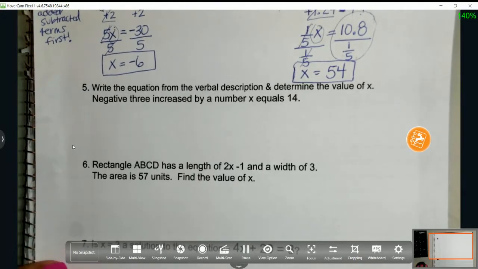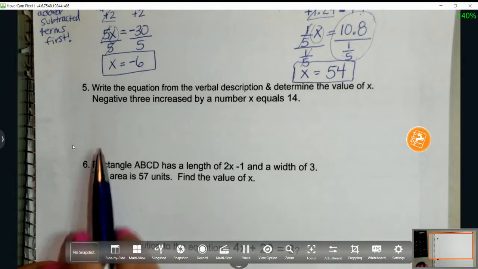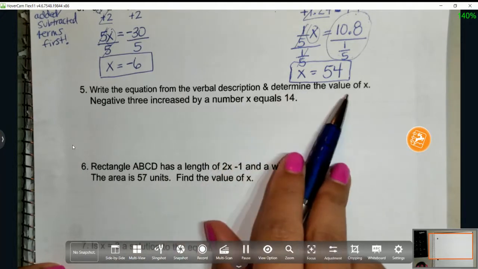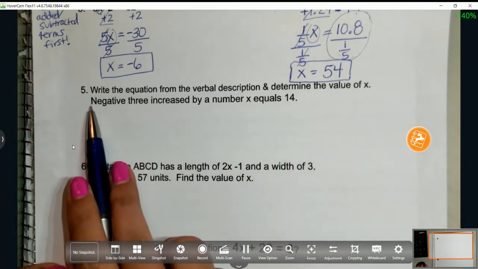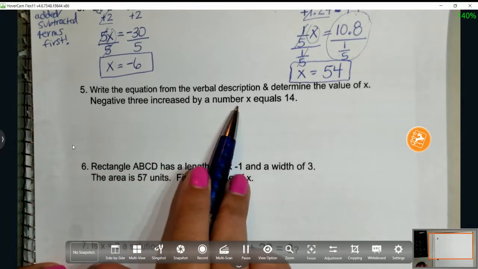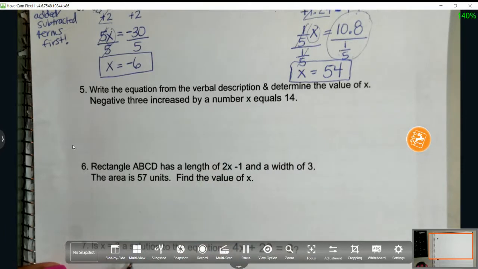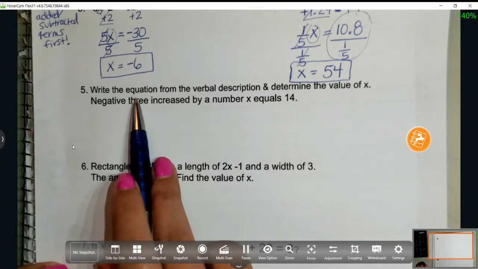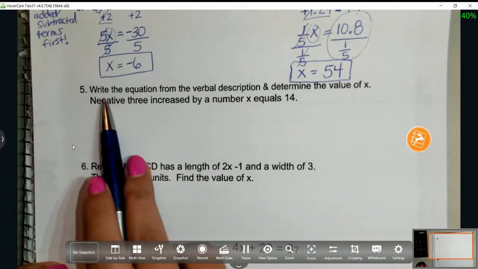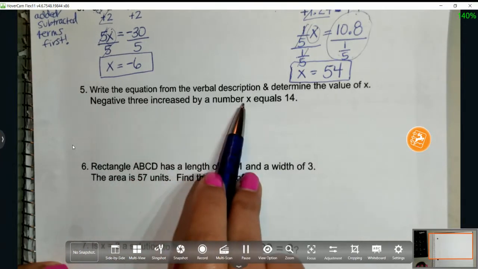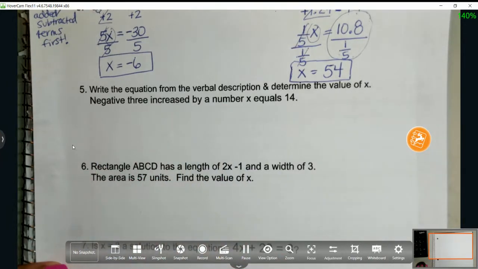So today, for the second half of our problems, we're looking at how to write the equation from the verbal description and then solve for the value of x. For number 5, we are given -3 increased by a number x equals 14. You may remember that earlier in the week we were practicing how to write an expression, with no equal sign, translating these words into algebra.